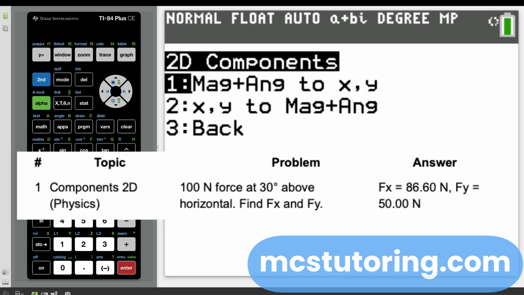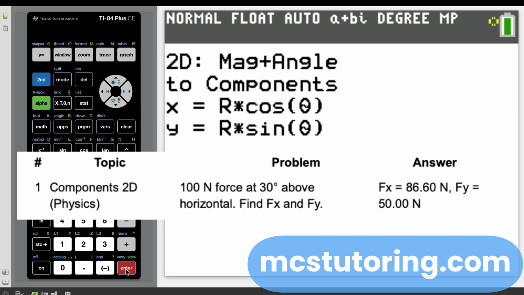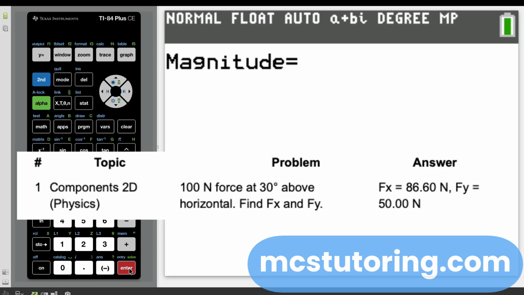A 100 Newton force is applied at 30 degrees above the horizontal. Find the horizontal and vertical components. So we're going to select magnitude plus angle to X, Y. That's option 1 here. And it gives you the formula, by the way. This is very helpful if you have to jot it down in your notes. So the 2D magnitude and angle to components: X is R cosine theta and Y is R sine theta. Now, by the way, we're going to be working in degrees, and the program sets your calculator automatically to degrees. So if you need to go back to radians, be sure to set that after the program is used.